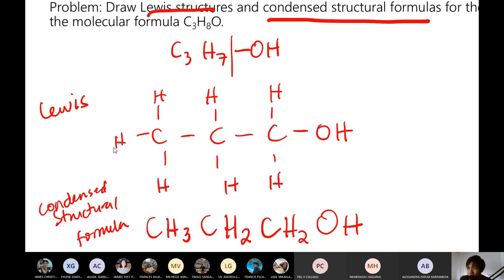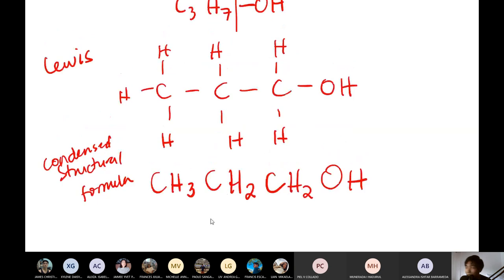You can create Lewis structure out of the condensed formula. O, paano tayo gagawa ng opposite naman? So, gagawin mo lang dito is, tignan mo lang yung carbon chain. So that means itong mga carbons na to, they are connected. Tapos yung hydrogens na to, they are connected to this carbon. This is connected to this carbon. This is connected to this carbon. Okay, so that means this carbon has three hydrogens. This carbon has two hydrogens. This carbon has two hydrogens. And then lastly, OH. So ganun lang yung paggawa ng condensed structural formula from your Lewis structure.